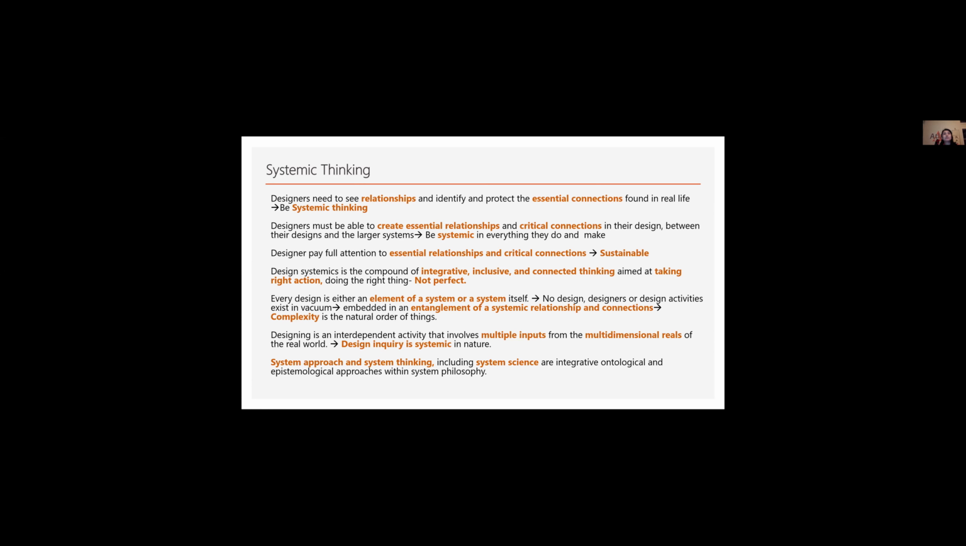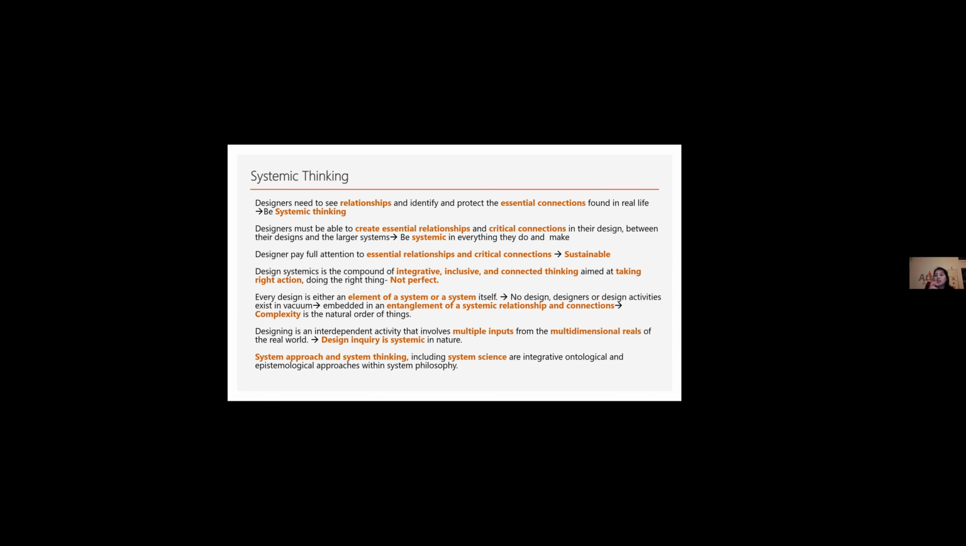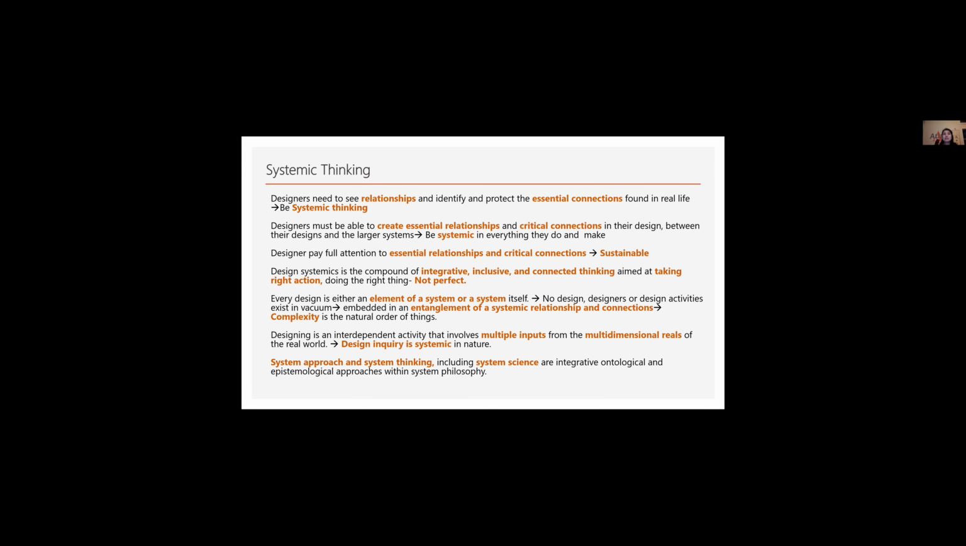Systemic thinking. So designers must be able to create essential relationships and critical connections between their design and the larger system. So it's all about relationship. I think a system is like structure. It's about the elements and their relationships. Be systemic in everything they do and make. So designers have to understand the system, and they create these things, like Marisa mentioned, then put them back into the system. So before feeding the system, they have to understand it first. Designers pay full attention to essential relationships and critical connections. That's how to make the design sustainable.